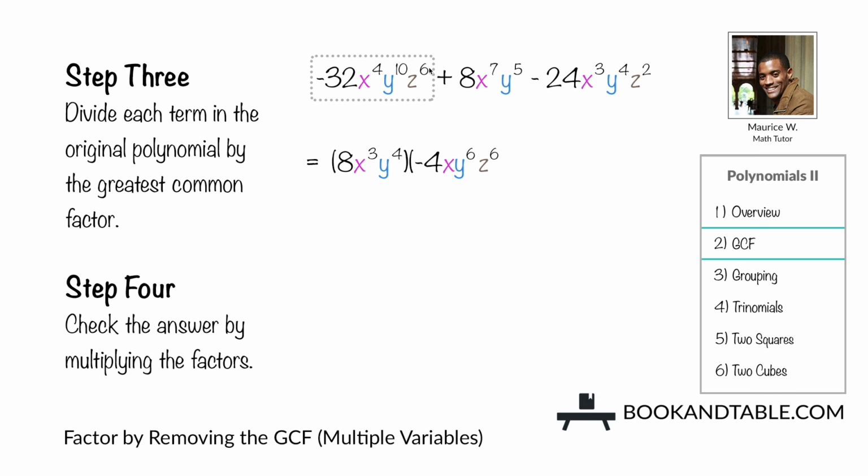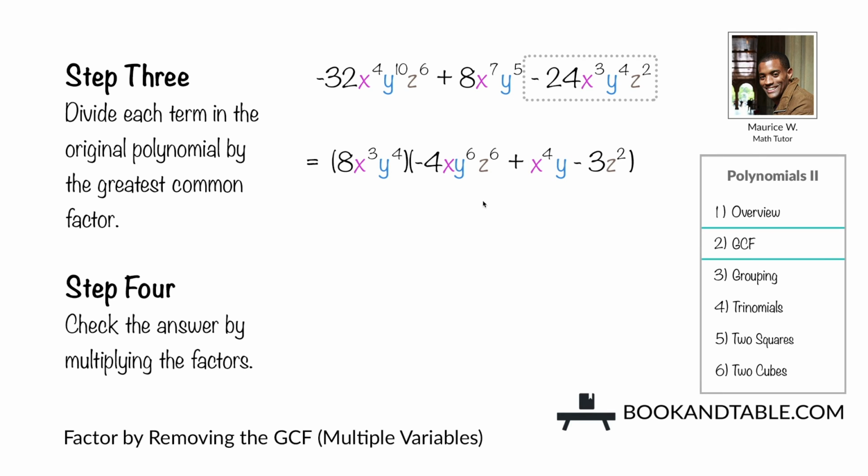We have z to the 6th divided by no z's, so we keep z to the 6th. And now that we've divided the first term by our greatest common factor, we then move on to the second term. 8 divided by 8 is equal to 1. So we do not need to show that. X to the 7th divided by x to the 3rd is equal to x to the 7 minus 3, which would be x to the 4th. And y to the 5th divided by y to the 4th is equal to y to the 5 minus 4, which is y to the 1st, or just y.